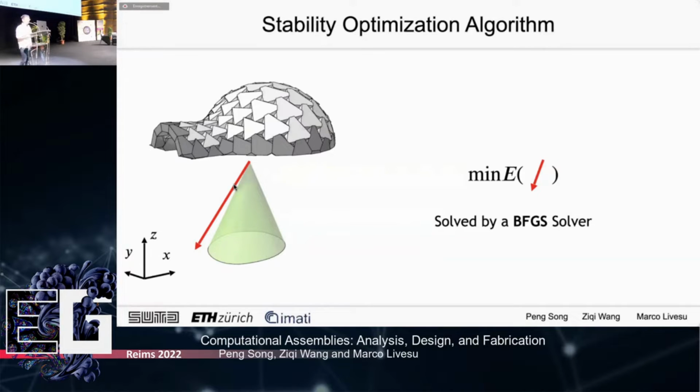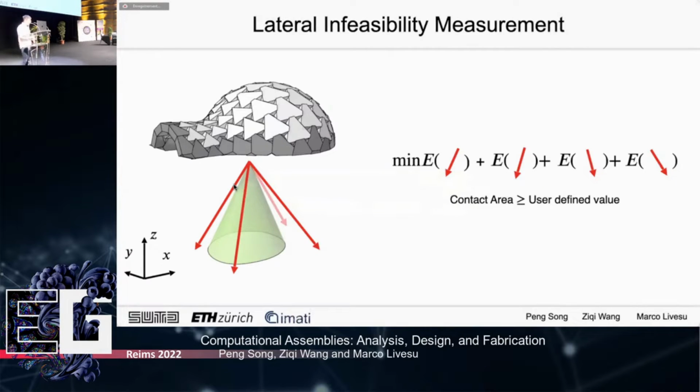But there's one problem, because the cone may not be enlarged. It can just shift to the left, and the volume of the cone may not increase. So the worst case of this cone, which measures the lateral stability, may not be improved. To enlarge the feasible cone, we actually have to minimize the energy for multiple directions simultaneously. And we also need to consider some constraints, like the contact between two parts should be at least some value to make sure the structure is valid.